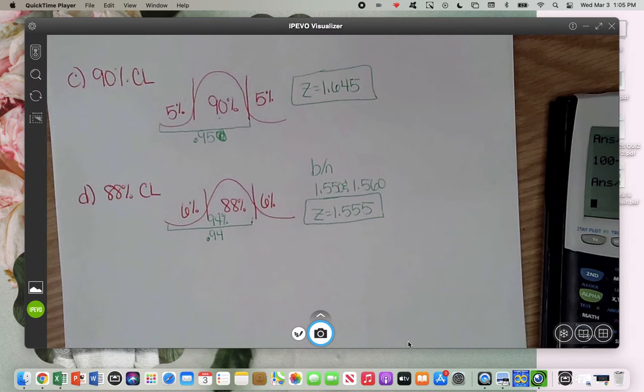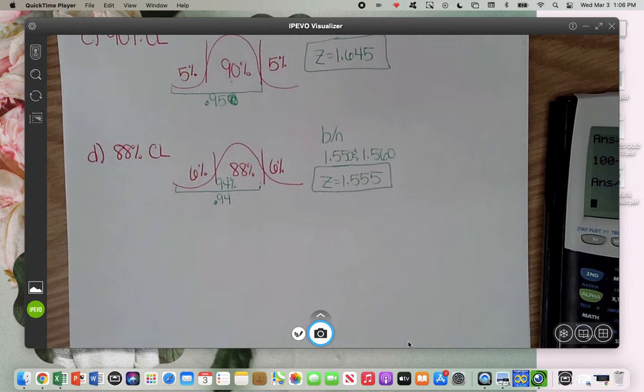Now, I will tell you, as far as memorizing these, you aren't required to memorize these, but I would definitely say 90 and 95 are the most used, so there's probably a good chance that over time you're just going to remember those. So if you have some memorized, that's great, but probably 90 and 95 are the two that just over time you're going to have memorized because you're going to use them so often. So that's the first part of our lesson.